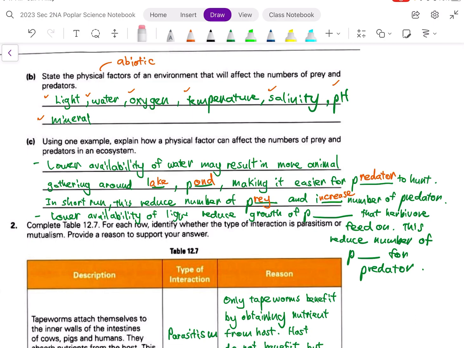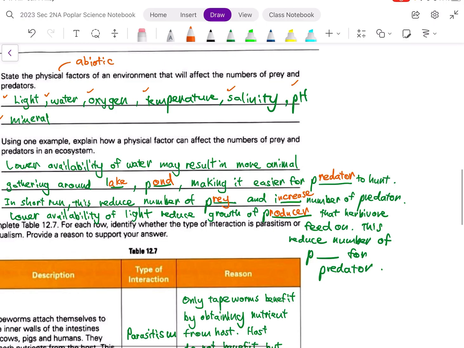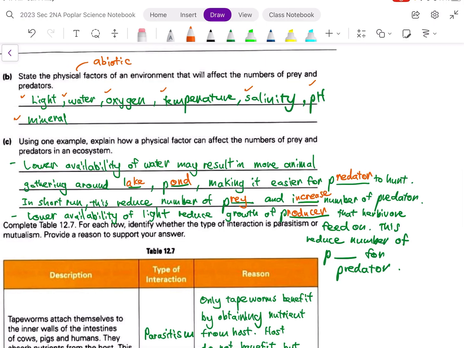Or what happens if there's lower availability of light is the next factor we're going to look at. This will reduce the growth of the producers. Producers are usually the start of your food chain, normally the plants. The herbivores feed on the producers. Herbivores are usually the primary consumers. So this reduces the number of prey for the predators.